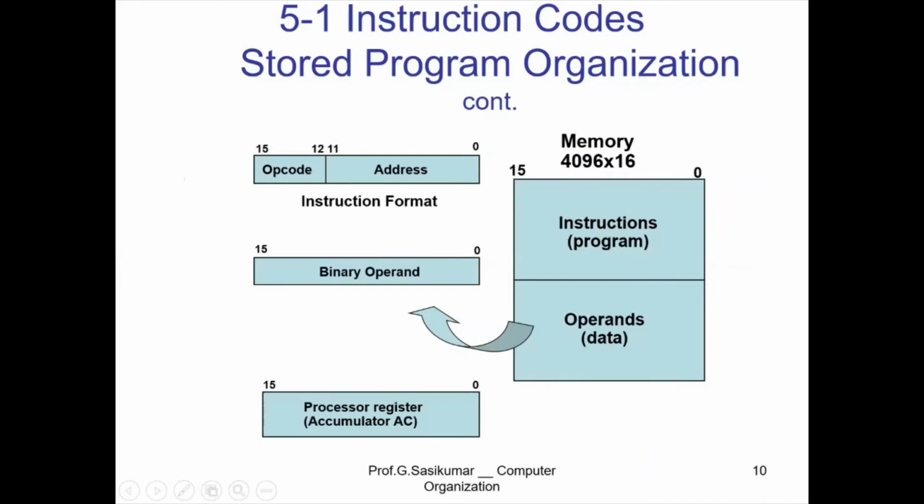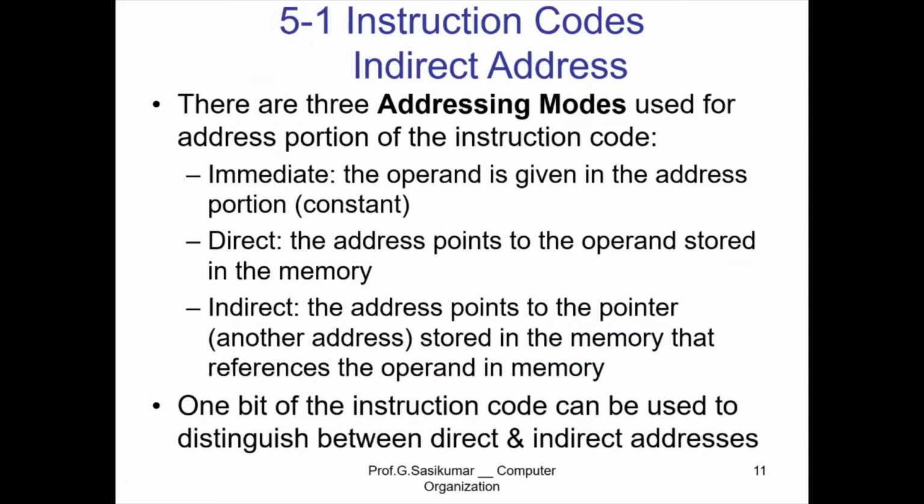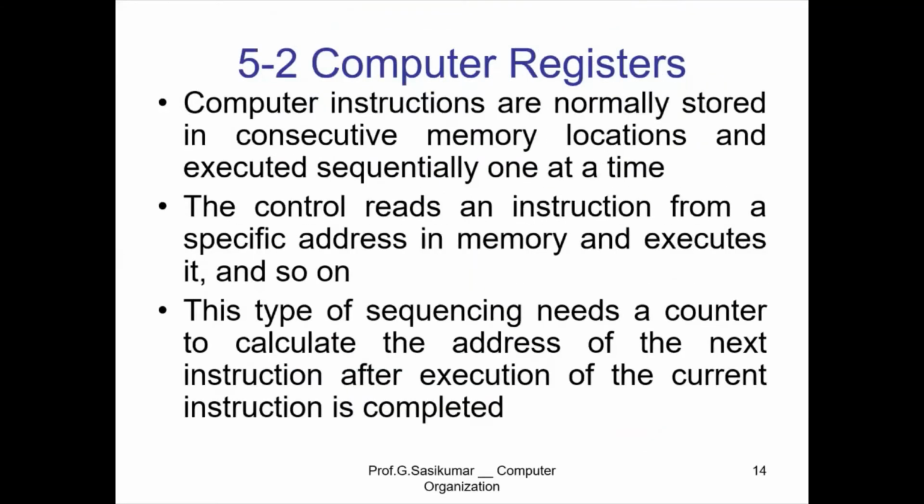Operands and binary operands and accumulator, and modes. There are three modes we discussed in the last class: immediate, direct, and indirect. In that video, we watched how the data and information are transmitted from one location to another location. That's how we can manage the information or data flow between the system, from source to destination.